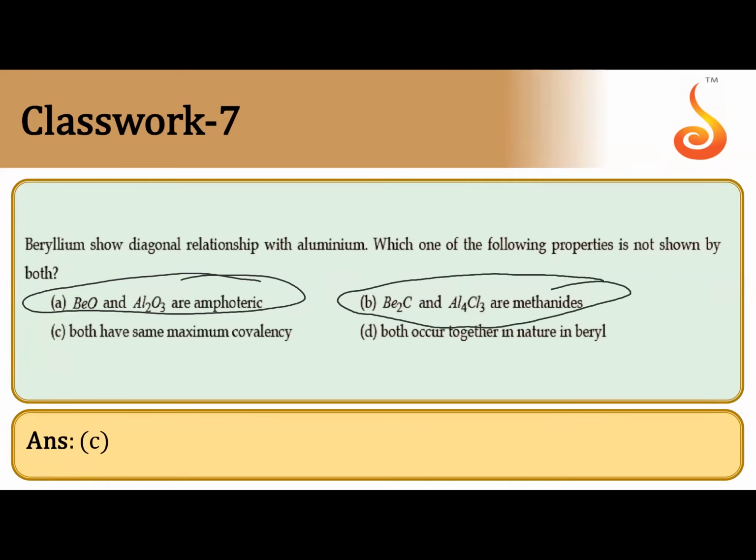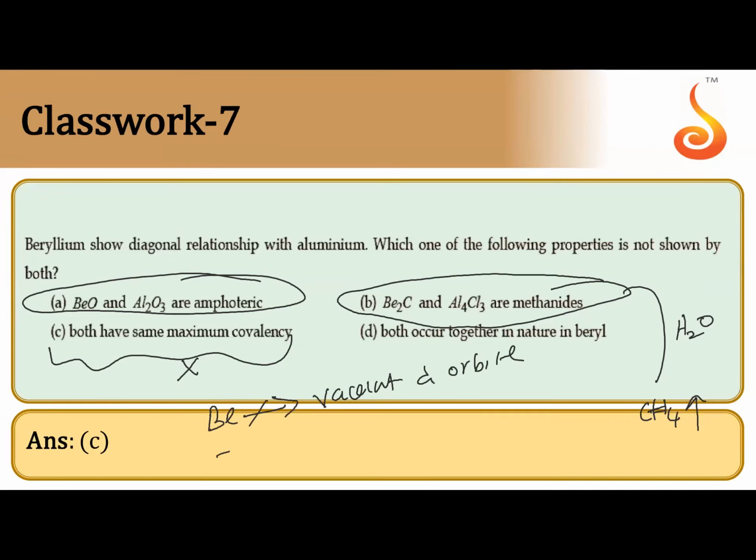Both are methanides. What is the meaning of this? If you dissolve in water, both carbides give methane. That is the meaning of methanides. Both have maximum covalency. Wrong statement. Why? Beryllium does not have vacant d orbital, whereas aluminium has vacant 3d orbital. Therefore, covalency cannot remain the same. For example, beryllium can have maximum covalency of 4.